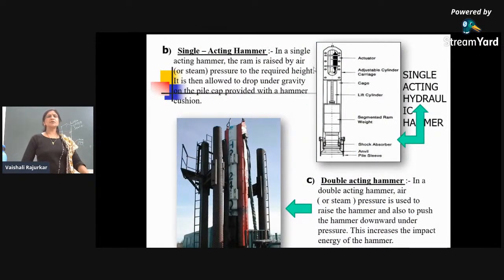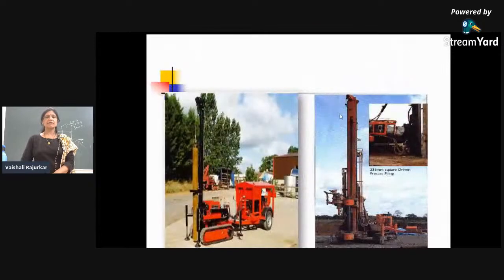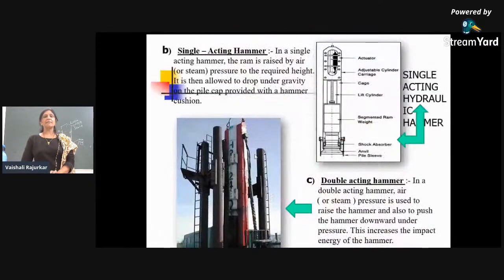Then there are different types of hammers which are used. The first is a single acting hammer, and the other is the double acting hammer, right? So what is meant by a single acting hammer? In a single acting hammer, the operation is by gravity, meaning lifting the hammer manually and dropping it by gravity. Lifting the hammer by manual means and dropping by gravity is called a single acting hammer.